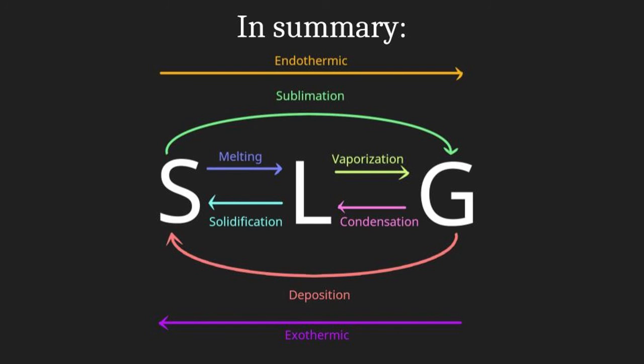So for example, going from a liquid to a gas would be the yellow arrow, and that's vaporization. And all the way on the top and bottom, you could see which reactions are endothermic and which are exothermic. You'll realize that for reverse processes, one's going to be endothermic and one's going to be exothermic. For example, melting has an arrow going to the right, and so does endothermic, so melting is an endothermic process. Its reverse process, solidification, will be exothermic.